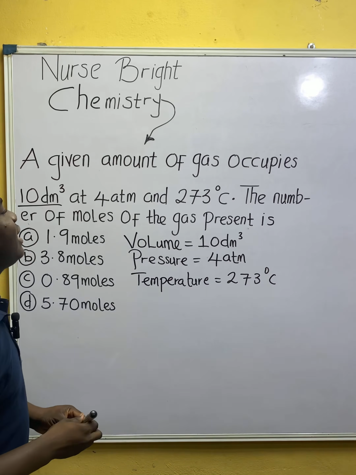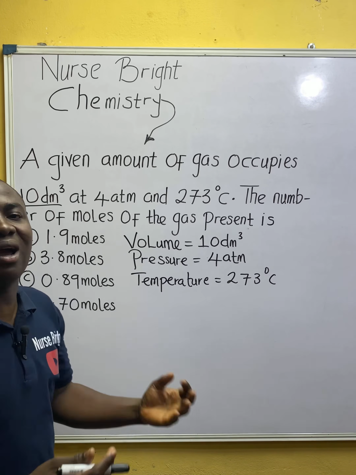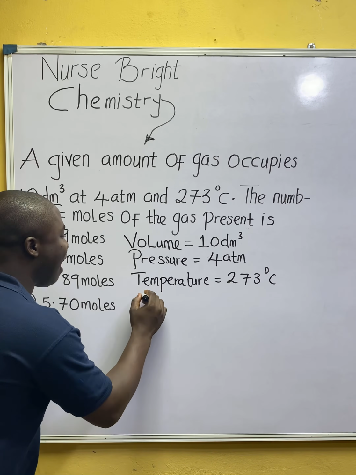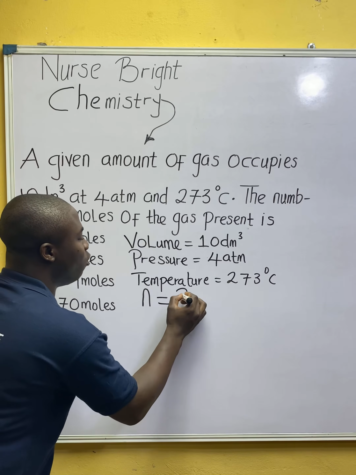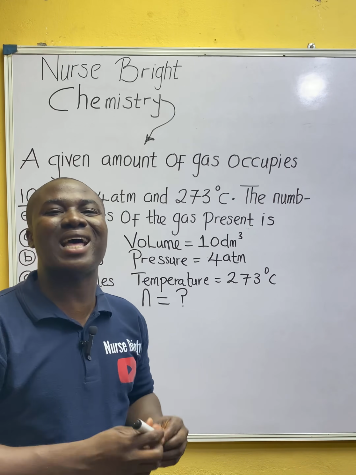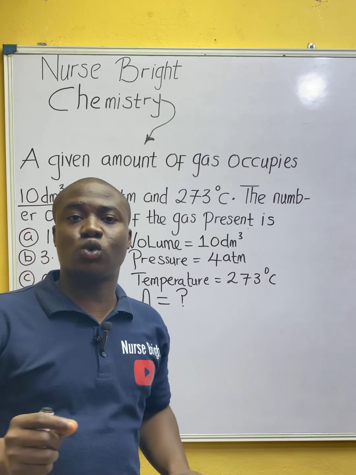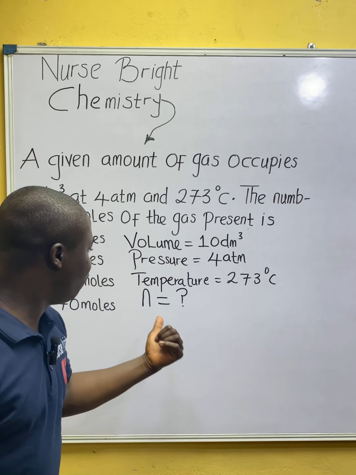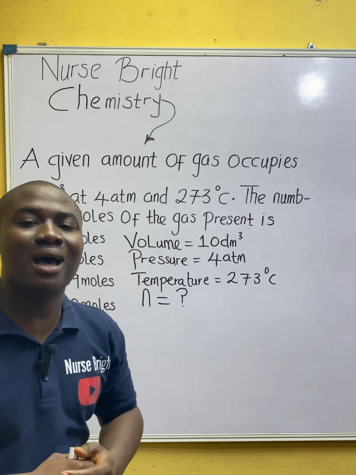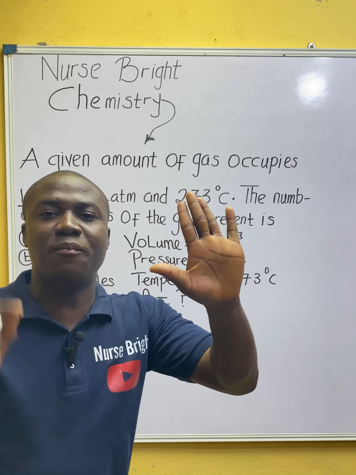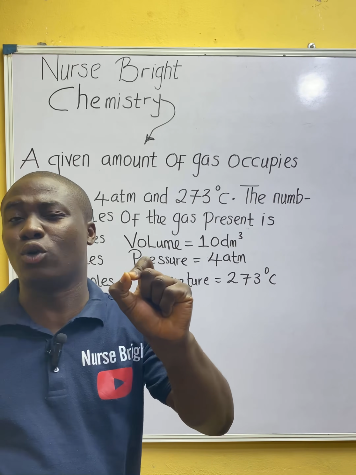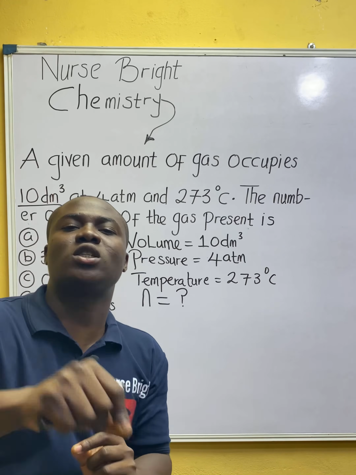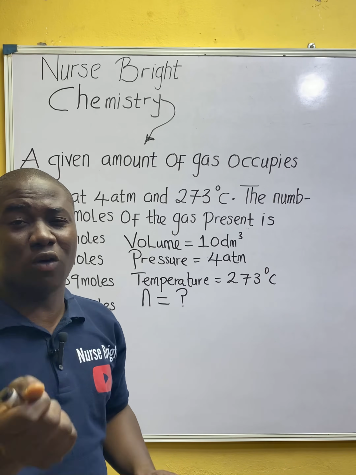So the question now says the number of moles of the gas present is, so they are asking us to calculate for number of moles, which is symbolized as n. So how do we solve this question? It is extremely easy. Now listen, this number of moles, which is n, has about 5 basic formulas to take note of. Now, which of those formulas are we going to use to solve this question?